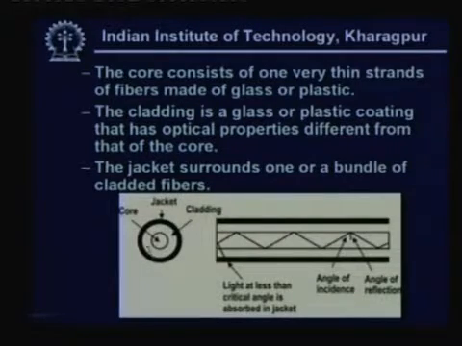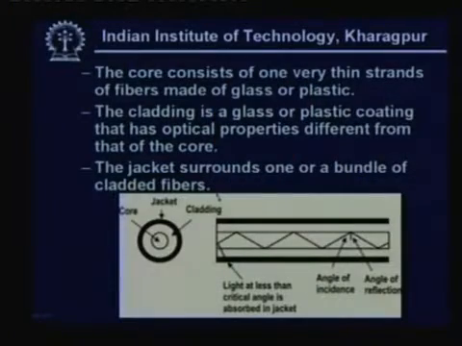The cladding part is also made of glass or plastic, but these two materials, the inner core material and the cladding material, have different optical properties that we shall discuss in detail. Although they are made of the same material, plastic or silica, their optical properties will be different. They will have different refractive indices, as we shall see later on.